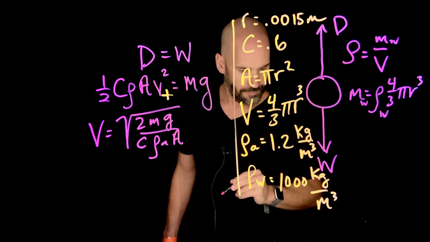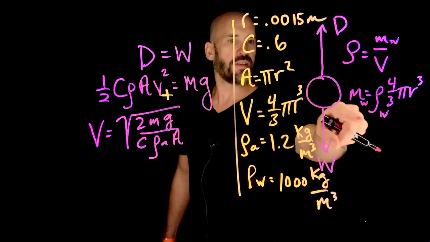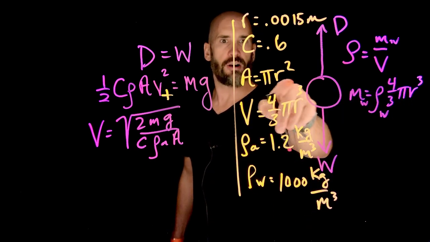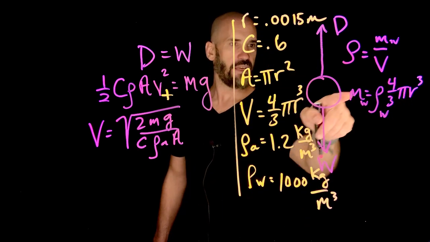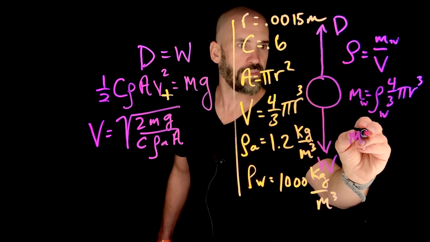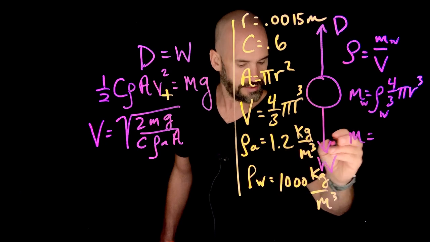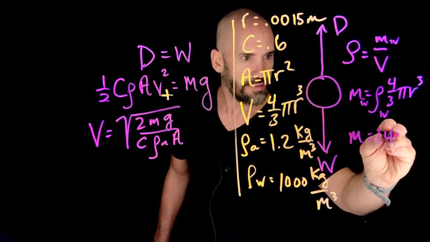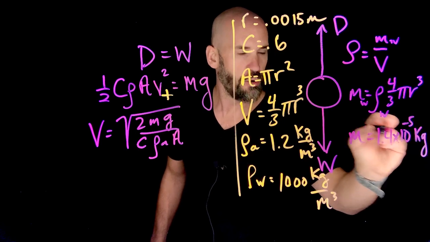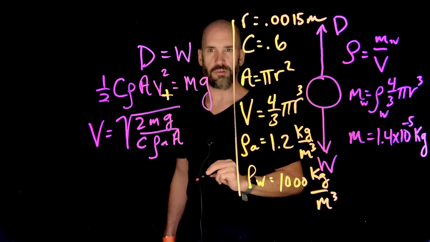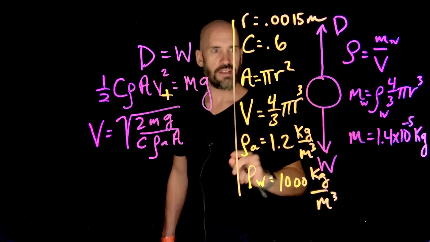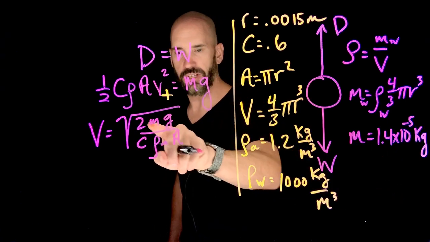Okay, when I plug in my values here, my rho of water, which is 1,000, and my r here, which is 0.0015 meters, then the mass of my raindrop that I get is 1.4 times 10 to the minus 5 kilograms. Okay, 1.4 times 10 to the minus 5 kilograms. Very, very small mass, which is what we'd expect. So that is the value that we're going to be putting in for here.